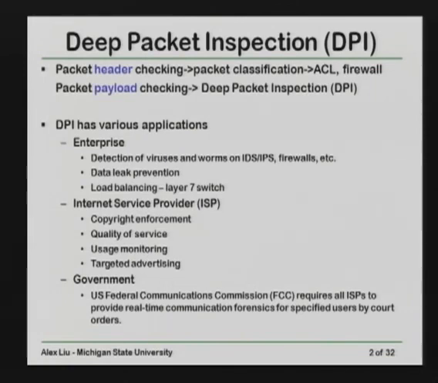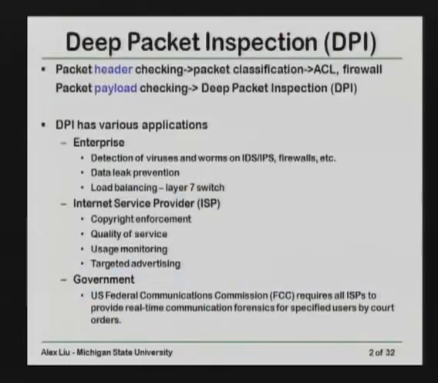And targeted advertising. For example, if they collect your web browsing behavior and figure out what kind of interests you have, they can send you targeted advertisements. For government, for example, the US FCC requires that all ISPs have DPI capability, so that when a court orders monitoring of some users, the ISP can provide DPI for the traffic going out of and into those users.